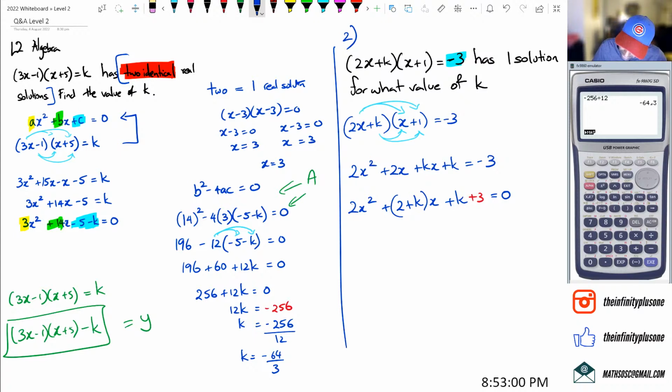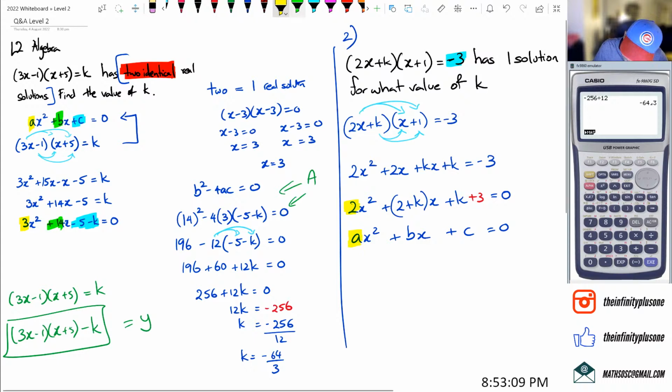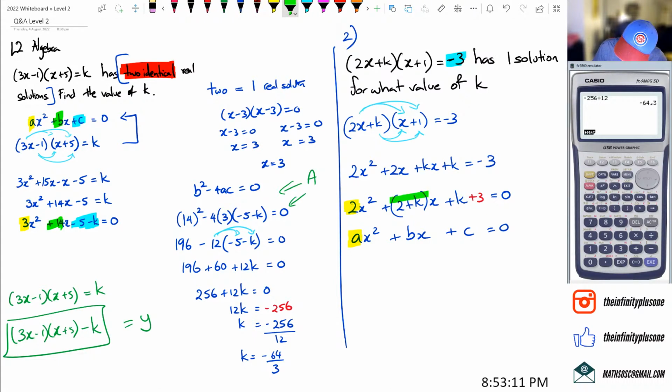Right, so we've got this written in the format of ax squared plus bx plus c is equal to 0. So our a value is going to be 2, our b value is going to be 2 plus k, and our c value is going to be k plus 3. Now we also know that it is one solution, so if it's one solution then the discriminant has to equal 0. So we can say b squared minus 4ac equals 0.